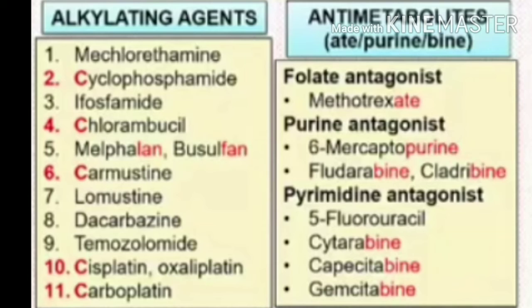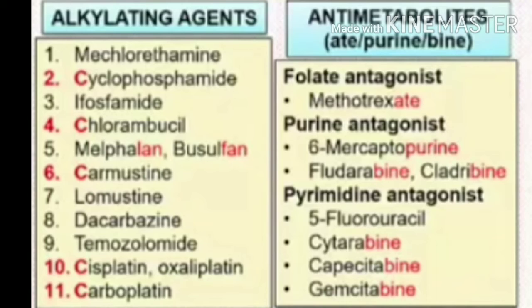In this group, we have mechlorethamine, cyclophosphamide, ifosfamide, chlorambucil, melphalan, busulfan, carmustine, lomustine, dacarbazine, temozolomide, cisplatin, oxaliplatin, and carboplatin. The platinum analogues, that is cisplatin, oxaliplatin, and carboplatin, are sometimes put into the miscellaneous group, but they have many pharmacological properties similar to alkylating agents, so I have classified them under alkylating agents.